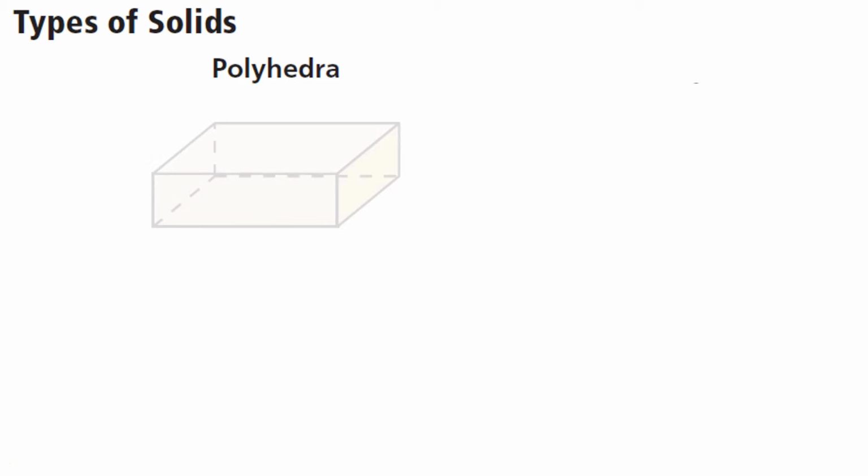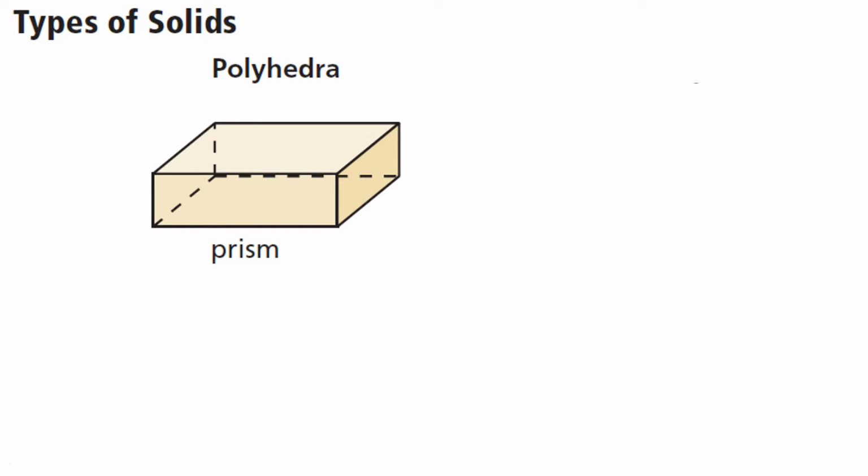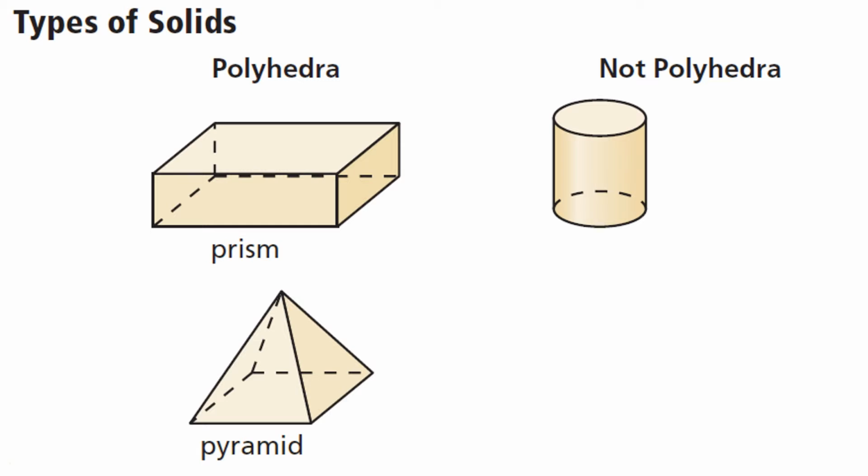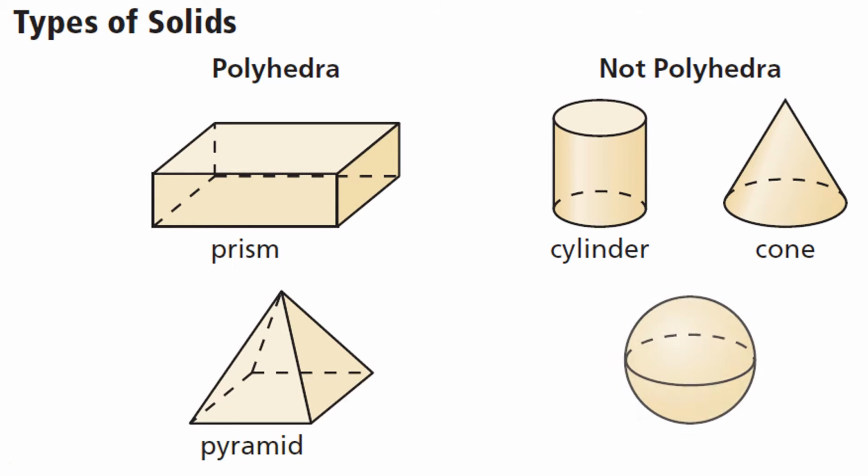Okay, so polyhedra, which you just met, again, every side is going to be a polygon. Prism is one type of polyhedra. Pyramid, another type of polyhedra. And then if it's not a polyhedra, at least one of the sides is not going to be a polygon. So we could have a cylinder. Think about a can of soup, a cone, a sphere.